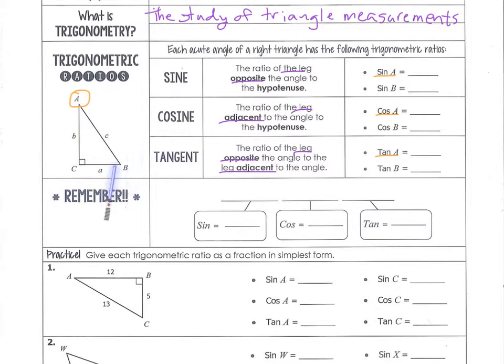If I change my angle of reference to B, what is my leg opposite B now? It's now B. It's no longer A. Do you see how they change? And my leg adjacent is going to be A. So let's set up our ratios for A as our angle of reference.